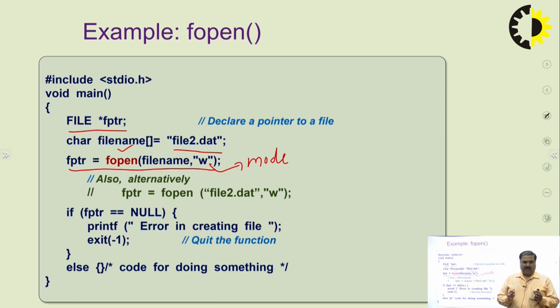Whenever we open a file, always remember to check whether the file is open or not before performing any kind of operation. To check, we can test if fptr is equal to NULL. That means the file is not opened, not created, not available. If it returns NULL, that means there is an error. So here we give an error message for creating the file and exit. Otherwise, we will write the code for file manipulation.